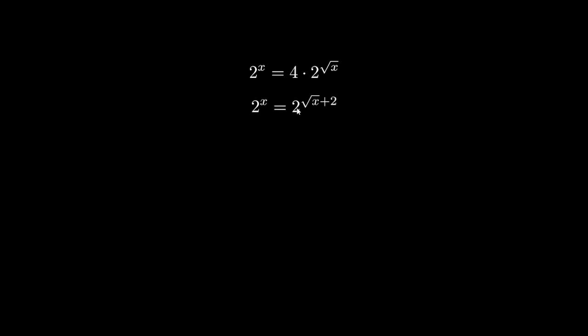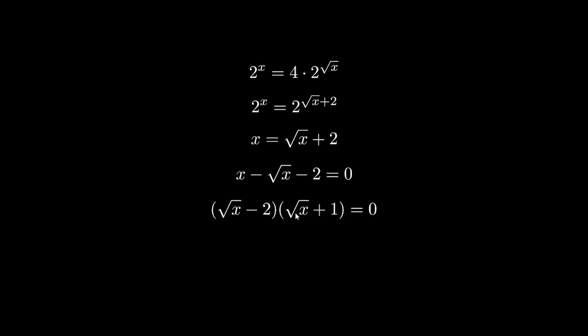We'll rewrite this back. So the 4 we said is 2 squared. And then if you do 2 squared times 2 to the root x, that's 2 raised to the root x plus 2. And now they have the same base. So we'll just set the exponents equal to each other. In other words, x is equal to the square root of x plus 2. We'll subtract by square root of x and 2 to both sides. And then here we can factor.